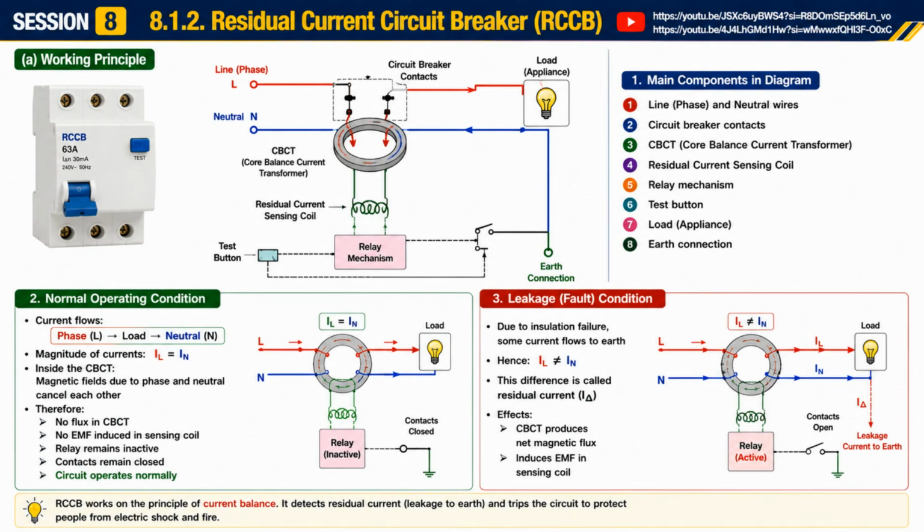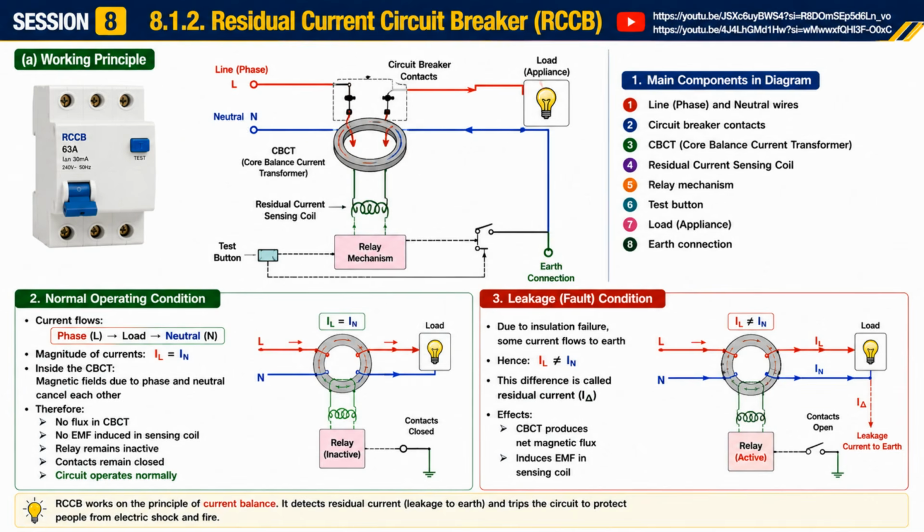Current flows from phase → load → neutral. The phase current IL is equal to the neutral current IN. The magnetic flux in the CBCT cancels out. No voltage is induced in the sensing coil. The relay remains inactive. The contacts remain closed, and the circuit operates normally.